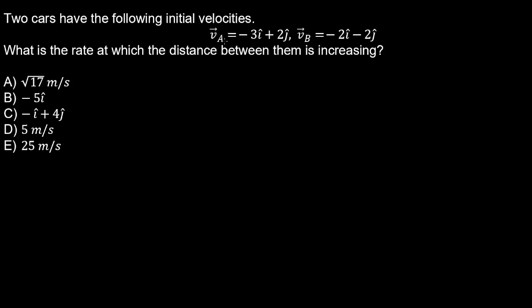Two cars have the following initial velocities. What is the rate at which the distance between them is increasing? So if we have the velocity of car A being minus 3 to the left and 2 vertically, it looks something like this. And car B has a velocity of minus 2 to the left and minus 2 downwards.